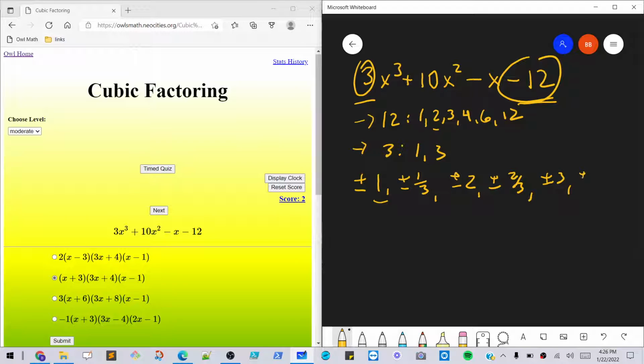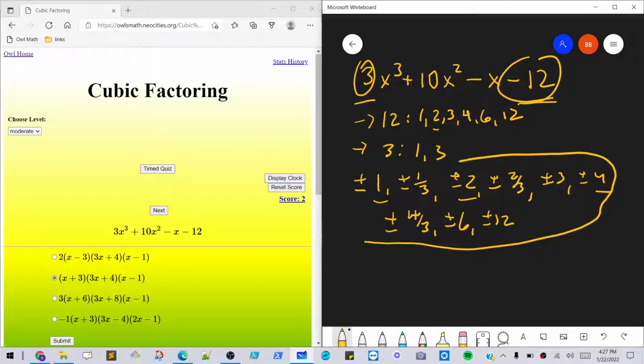We'll have plus or minus 4, plus or minus 4 thirds, plus or minus 6. 6 over 3 is 2, so we'll skip that because we already have it. And then last, we'll have plus or minus 12. 12 over 3 is 4, but we already have that. So all the rational roots are going to come from this list.